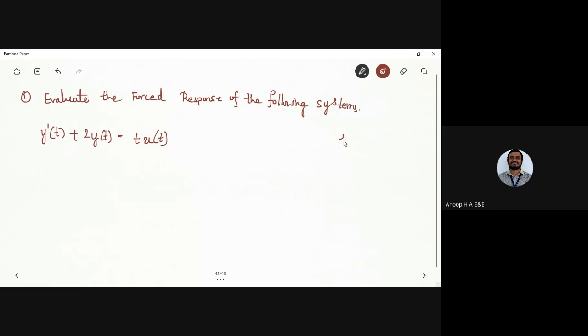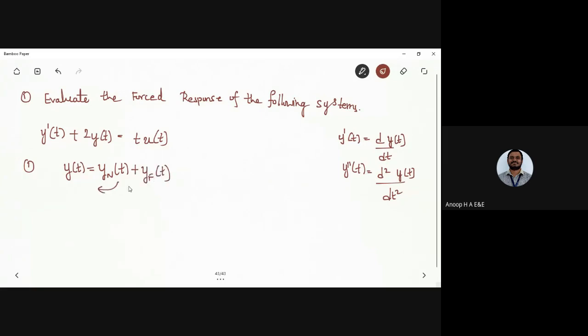So y dash, see here, y dash generally refers to a single differentiation that has been performed on the output y of t. So I need to differentiate it once, and y double dash of t could be successive differentiation, that is d squared by dt squared y of t. Now, if I want to find out the total response of the system y of t, that would be equal to yn of t plus yf of t.